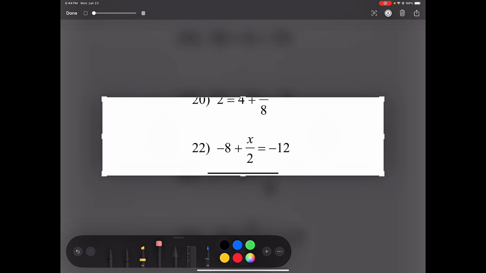Okay, last problem for the day, because here at FEM, we do 4 problems a day, every single episode. Okay. So, let's see here. -8 plus x over 2 equals 12.